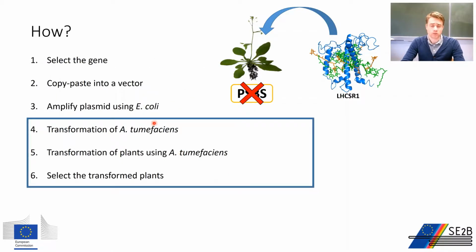So how are we going to do that? Well, in the previous video you have seen that first we need to select the gene, then we are going to copy paste it into a vector, and then we will amplify the plasmid using E. coli. So in this part I would like to walk you through the second part. Then we start first with the transformation of Agrobacterium tumefaciens, then the transformation of the plants using this Agrobacterium tumefaciens, and then we will go through the selection of the transformed plants.